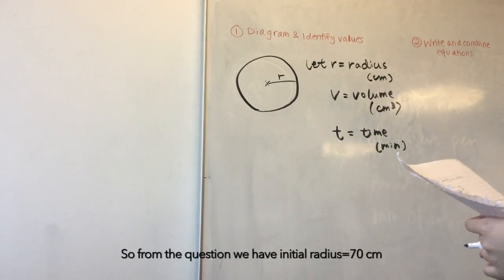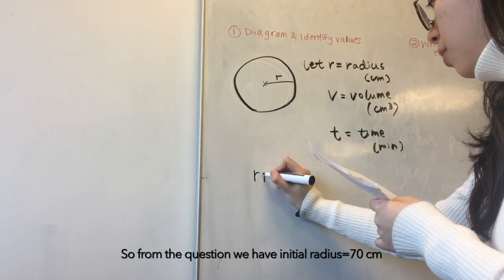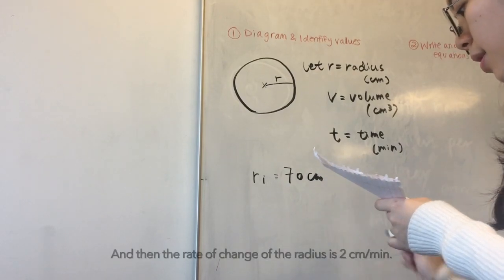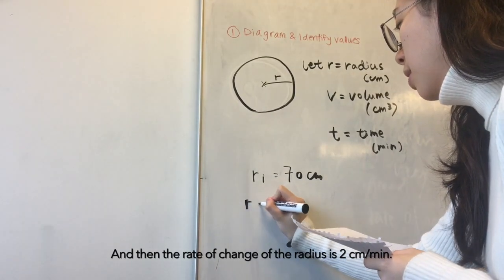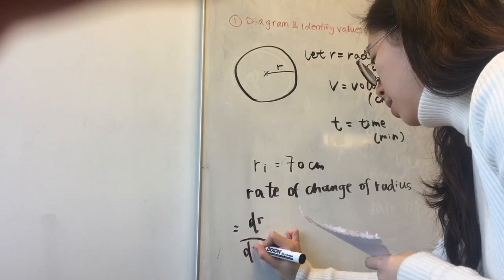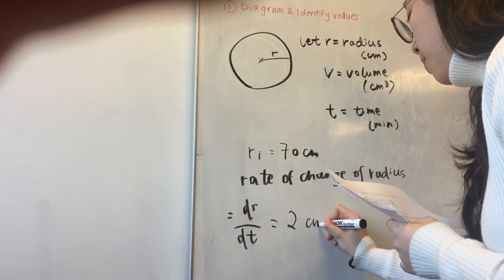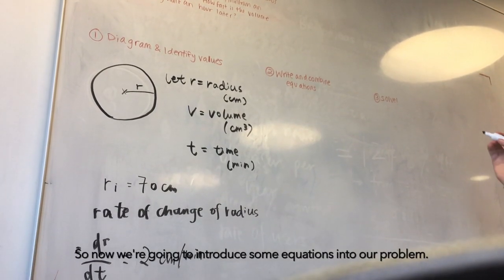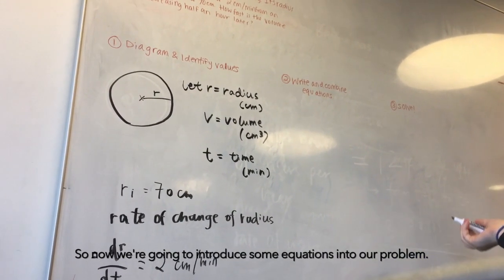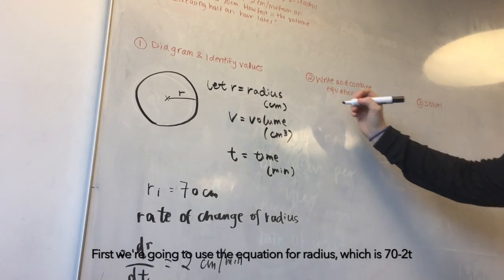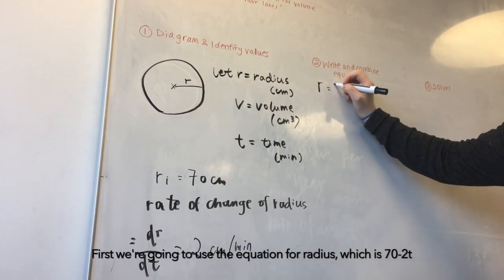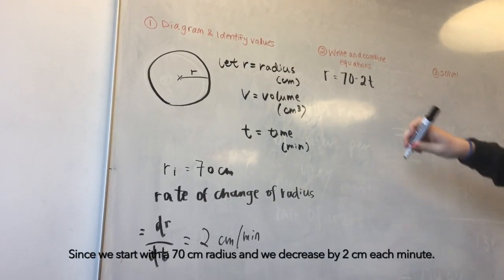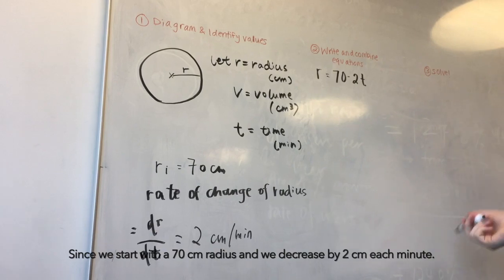So from the question we have initial radius equals 70 cm, and then the rate of change of radius is 2 cm per minute. So now we're going to introduce some equations into our problem. So first we're going to use the equation for the radius, which is 70 minus 2t, since we start with a 70 centimeter radius and we decrease by 2 centimeters each minute.